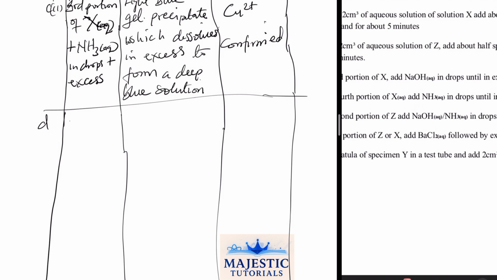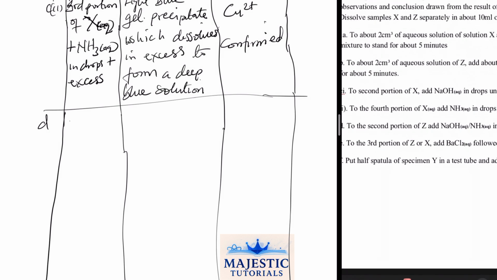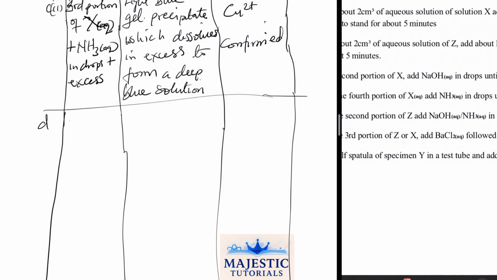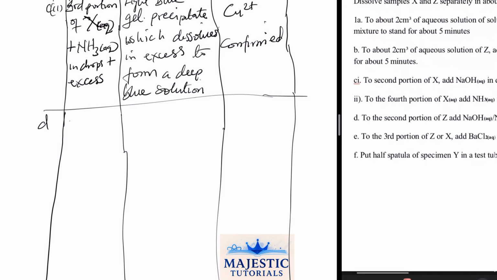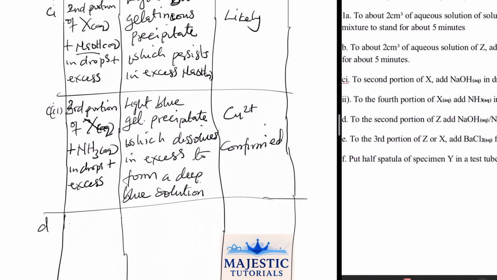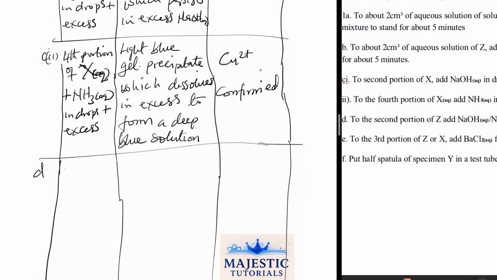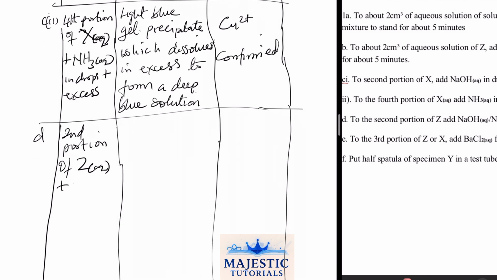So we say, maybe let's say second portion there. I think the other one says fourth portion of X, so probably here is the fourth portion, but this is not going to be a problem to us. If they say fourth, you say fourth. If they say fifth, but here we are moving to the second portion of Z, aqueous plus ammonia or sodium hydroxide, any one.